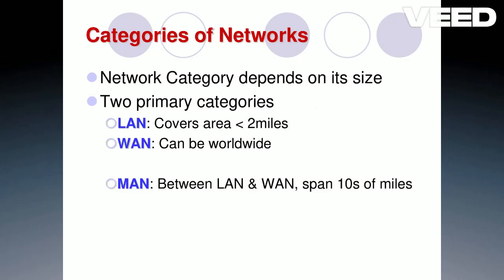Next, come to the point, categories of networks. Networks may be classified into LAN, WAN, and MAN. LAN means local area network, and it covers less than 2 miles. And WAN means wide area network, and it can be a worldwide connection. MAN means metropolitan area network. It lies in between LAN and WAN.